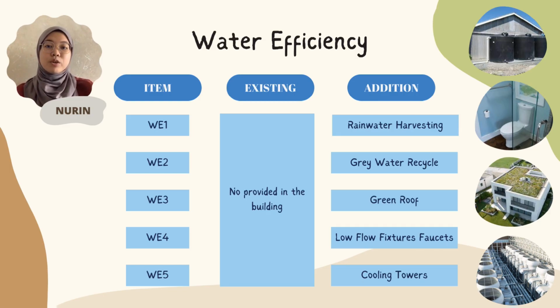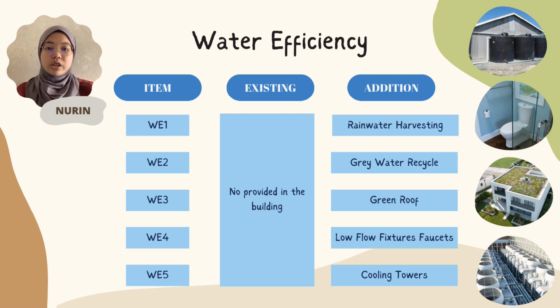Next, let's continue with the water efficiency. As we can see in the table shown in the slide before this, water efficiency contributes a total of full points to the GBI assessment, which is 10 points. In this video, we will see a comparison of the existing building and the innovative building after considering this criteria for the assessment. Basically, the existing building did not provide the criteria for water efficiency in the preschool. Therefore, we wish to insert elements such as rainwater harvesting, grey water recycling, green roof, low flow fixtures, and cooling tower to earn full points for the GBI assessment.